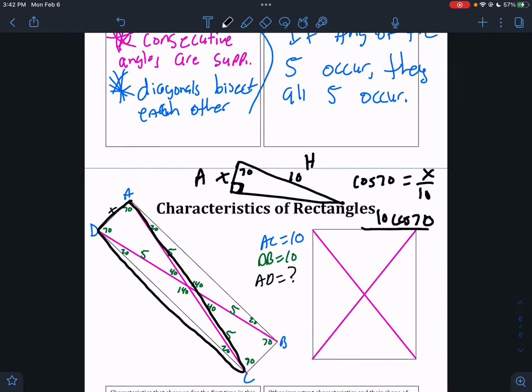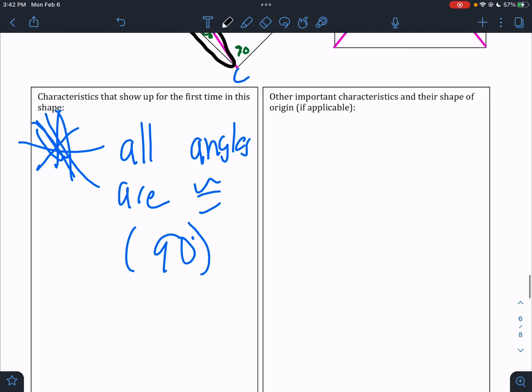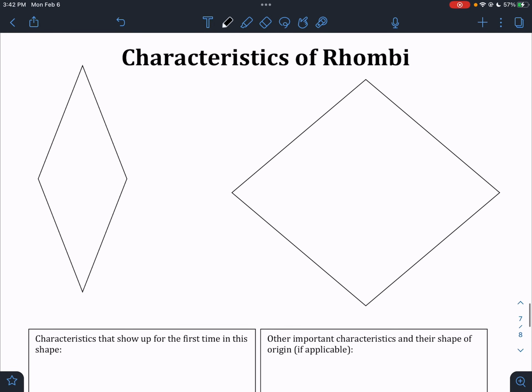And you're going to have to do stuff like that. All right, let's go look at the rhombi. Rhombi is plural for rhombus. Rhombuses is also a word, no big deal. So we got some stuff.